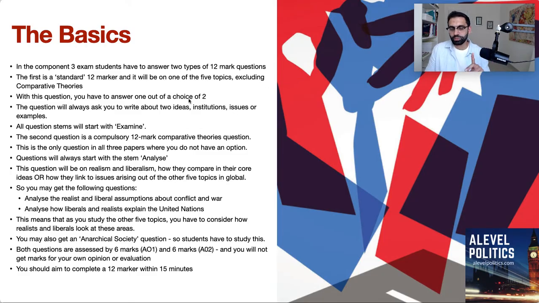So you answer one 12-marker out of a choice of 2 that cover these 5 topics. And the question will always ask you to compare or to analyze 2 ideas or 2 institutions or 2 issues or 2 examples, right? So for example, in 2019, they had a question about the arguments to suggest that India and China are now superpowers or great powers, I think was the question. You could get a question asking you to criticize the WTO and the G7. That also came up.